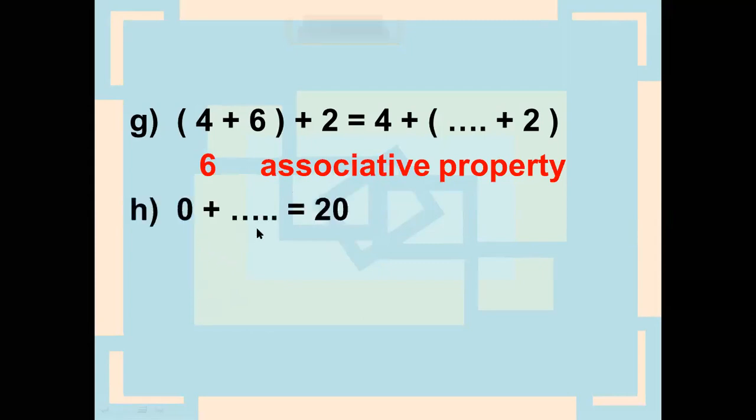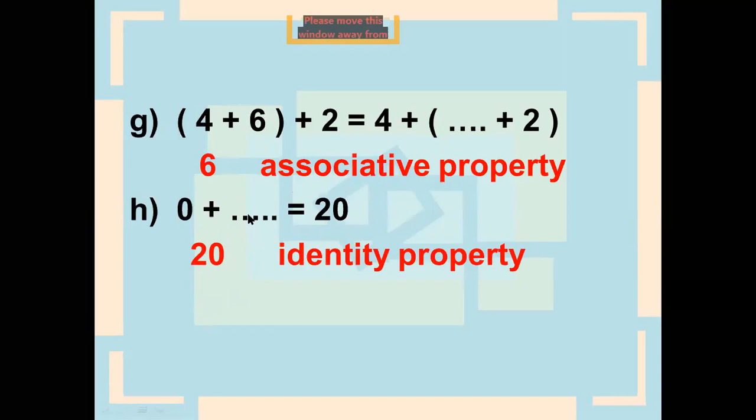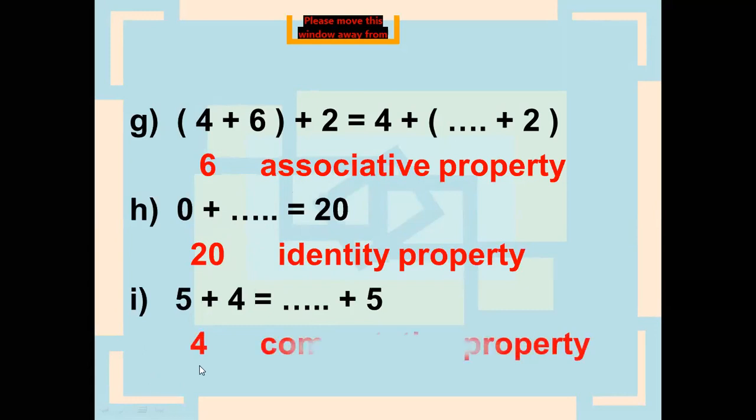0 plus blank equals 20. The missing number is 20. And because we add a number plus 0 and it equals the same number, the name of the property is identity. 5 plus 4 equals 4 plus 5. The name of the property is commutative because here we change the order. Change the order, it's called commutative.